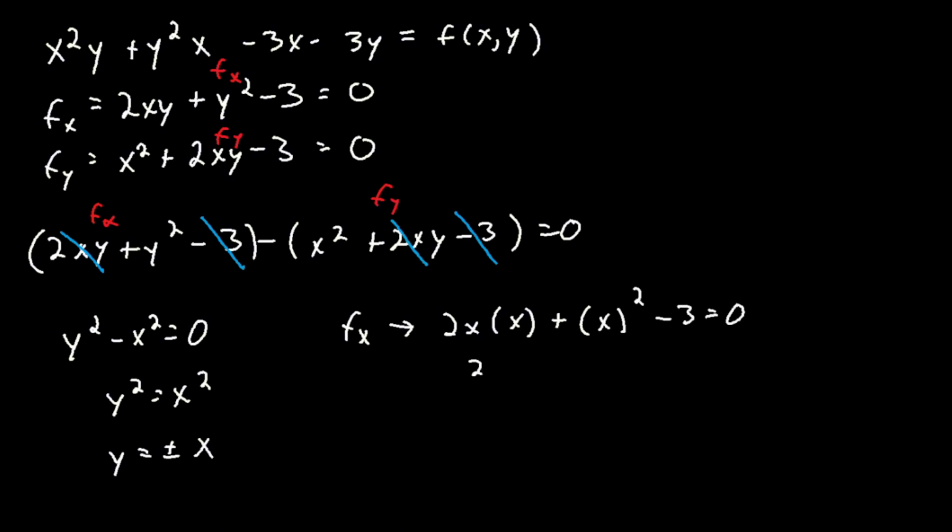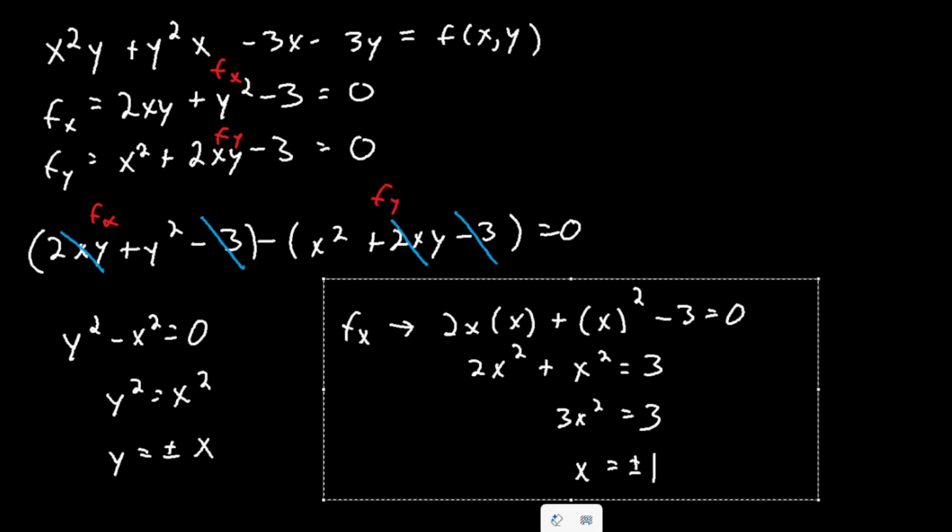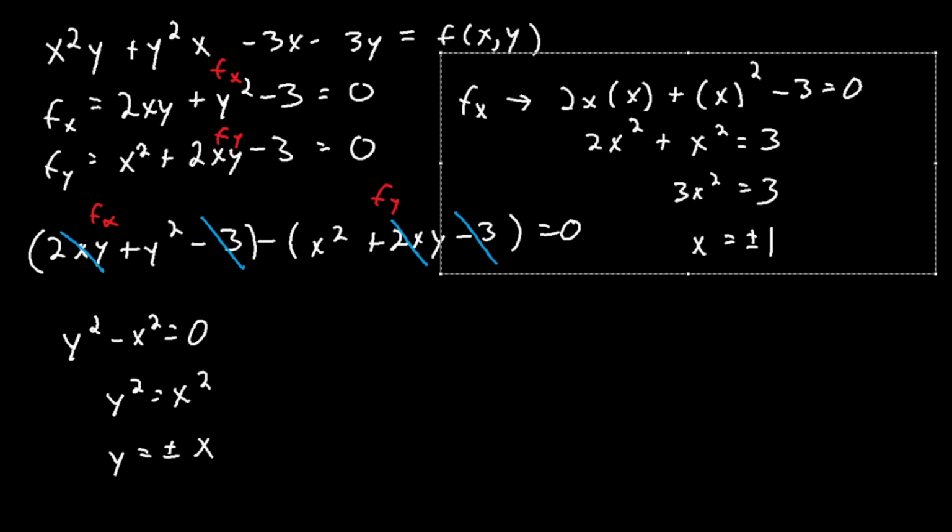Now that we have this, this turns into 2x squared plus x squared is equal to 3, and 3x squared is equal to 3. So x is equal to plus or minus 1 in this case. Now that we have our x values that could be possible, let's go ahead and solve for our y values here. Actually, never mind. Let's first solve for this. I'm skipping steps here. Move this to the top.